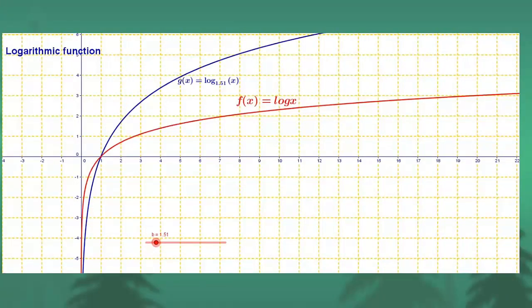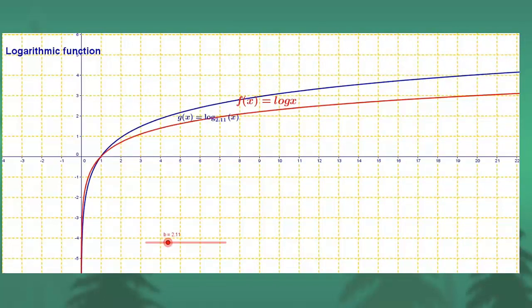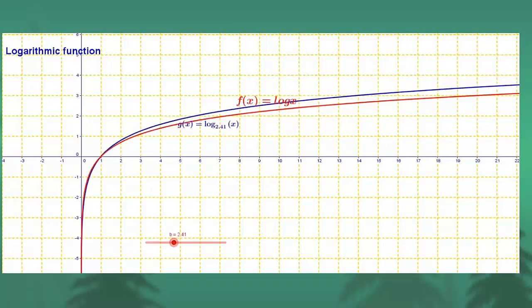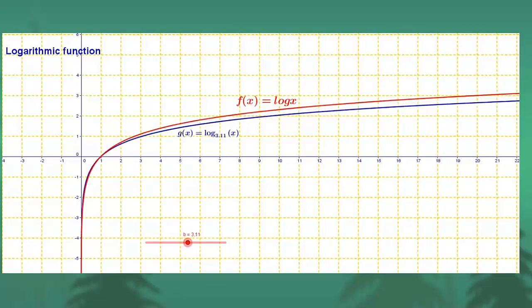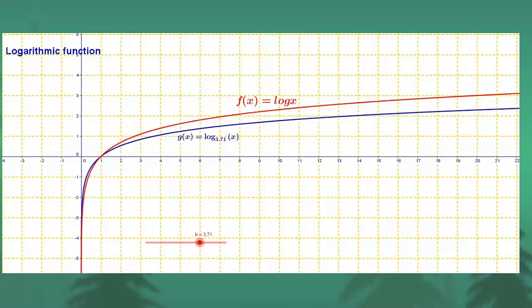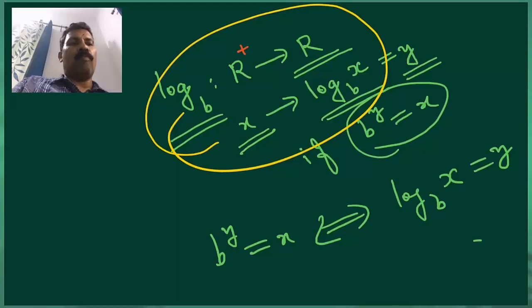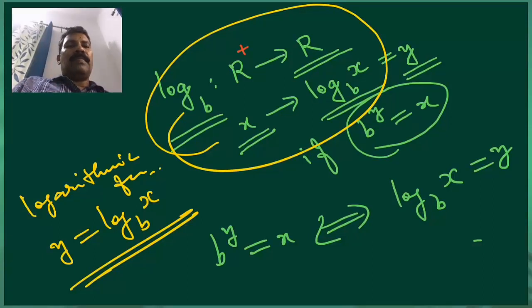The function f given by f of x is equal to log x is called a logarithmic function. Here when we write log x, the base e is there. If the base is 10, then the logarithm is called a common logarithm, and if the base is e, it is called a natural logarithm. That is y is equal to log x to the base b. This is what is called a logarithmic function, where base b is a positive real number greater than 1.